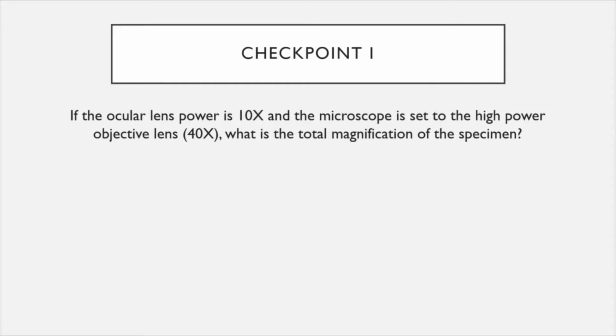If the ocular lens power is 10x, and the microscope is set to the high power objective lens, the magnification of which is 40x, what is going to be the total magnification of the specimen as you see it?